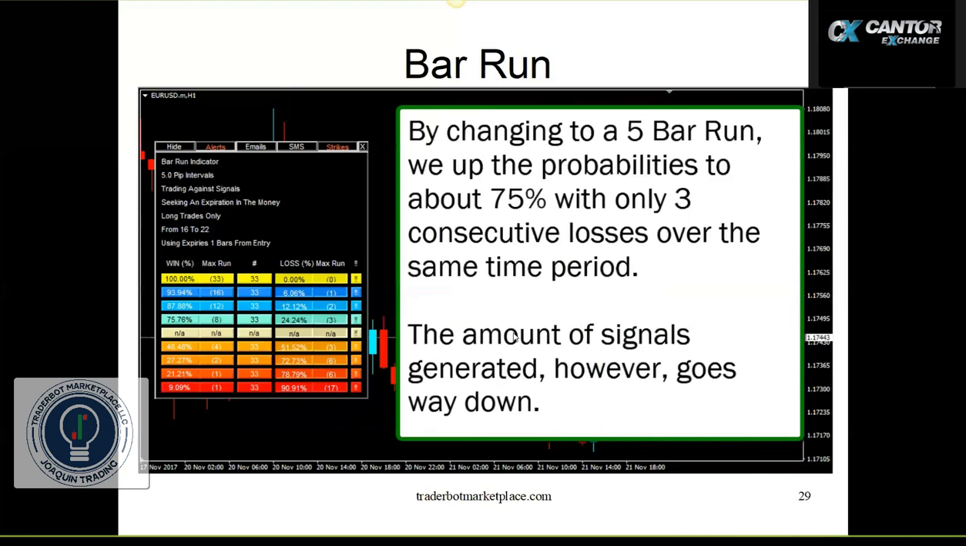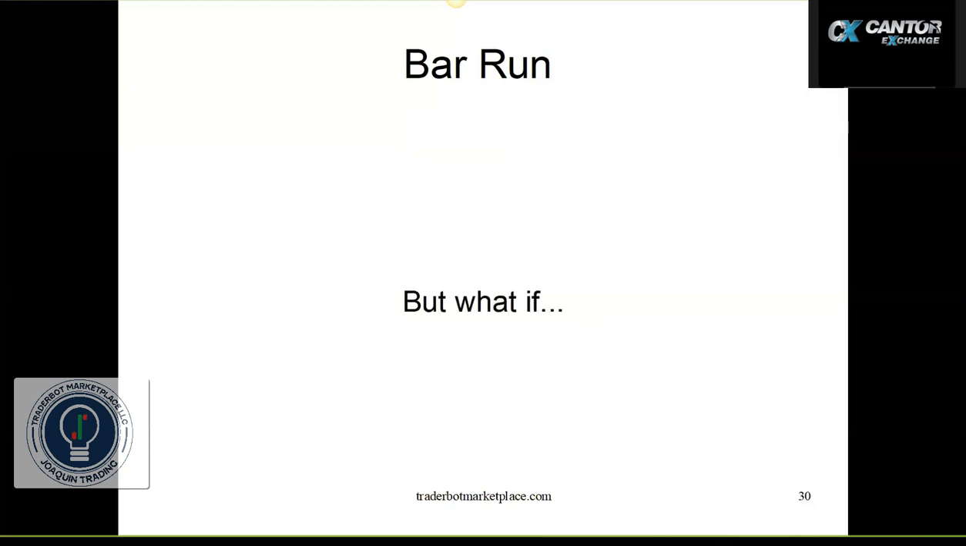I apologize. The amount of signals generated, however, goes down. Now, it's a funny thing with, hang on, I turned my phone off. It's a funny thing with the tool suite, or with any signal for that matter. When the probabilities are extremely high, you've got a lower number of signals. And when the probabilities are lower, signals come all over the place. So you have to be careful to pick and choose.